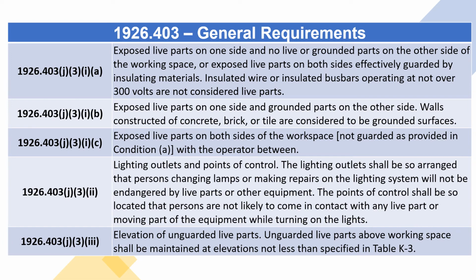(j)(3)(i)(a) Exposed live parts on one side and no live or grounded parts on the other side of the working space, or exposed live parts on both sides effectively guarded by insulating materials. Insulated wire or insulated bus bars operating at not over 300 volts are not considered live parts. (b) Exposed live parts on one side and grounded parts on the other side. Walls constructed of concrete, brick, or tile are considered to be grounded surfaces. (c) Exposed live parts on both sides of the workspace not guarded as provided in condition (a), with the operator between.